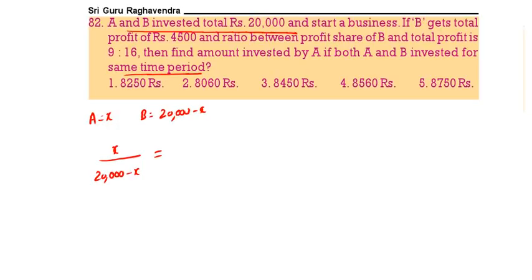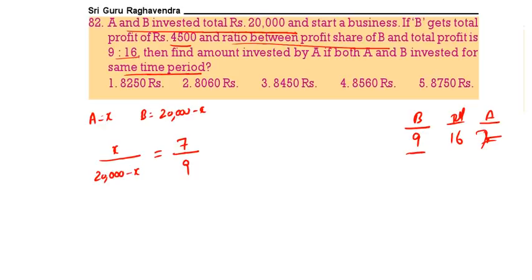And B is getting 4,500. And the ratio between the profit share of B and total profit is 9:16. So B is getting 9,000. So total profit is 16. B profit is 9. A profit will be equal to 7. That means A will be 7, B will be 9.